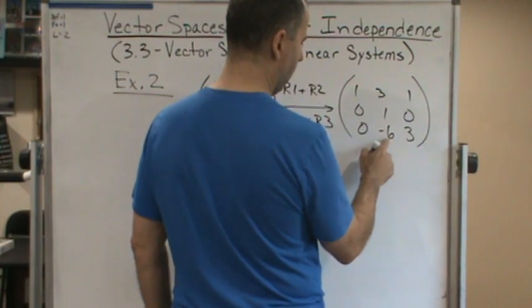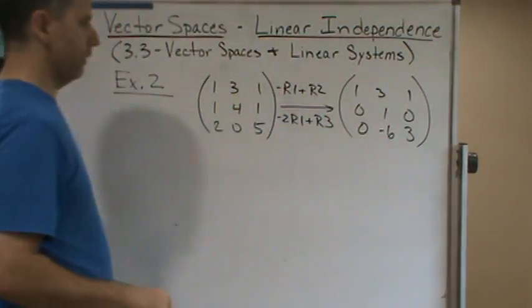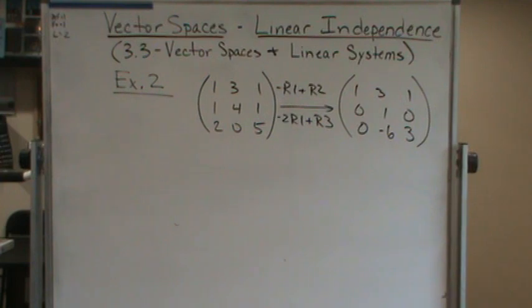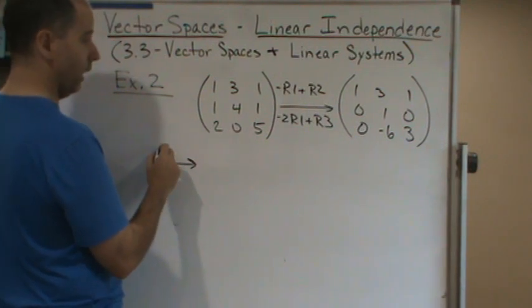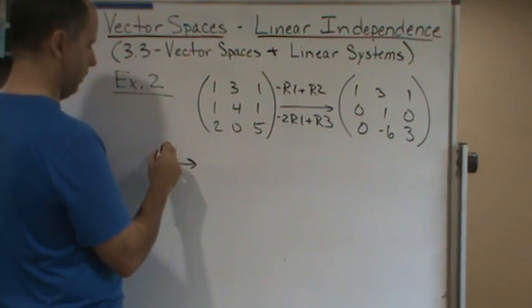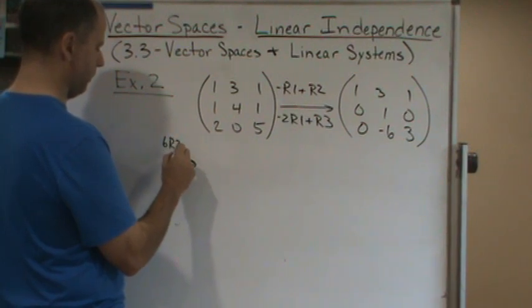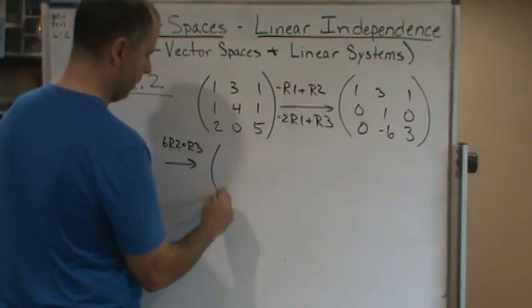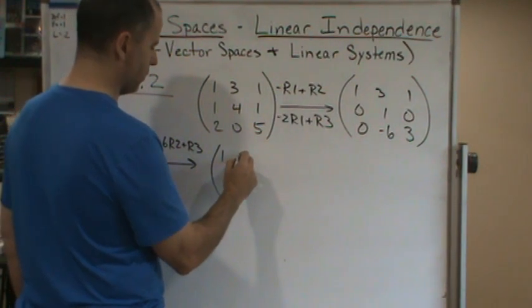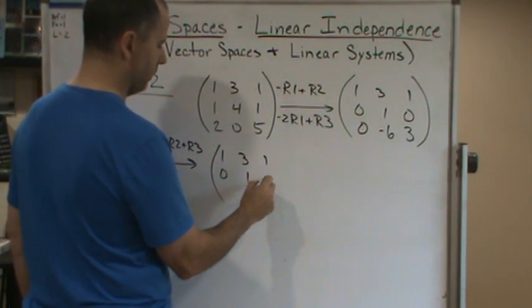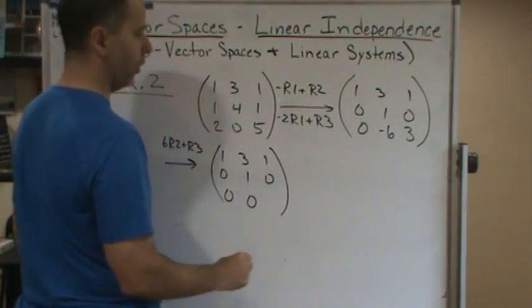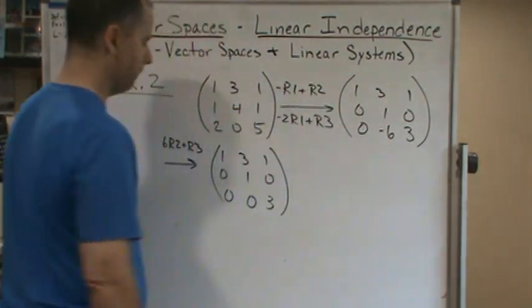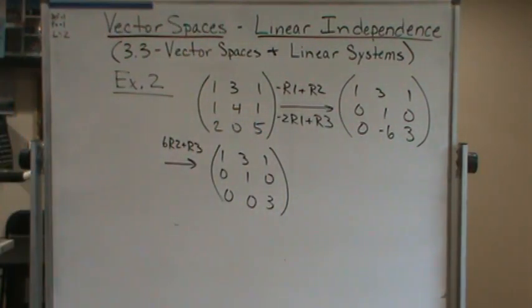And now, what are we going to do here? Well, we've got to get rid of the negative 6. So what do we do? We do 6 times row 2 plus row 3. And then the first 2 rows are going to be left unchanged. So 1, 3, 1, 0, 1, 0. And then of course we end up with 0, 0, and of course we end up with just 3. Right? And we're done, because now it's in echelon form.